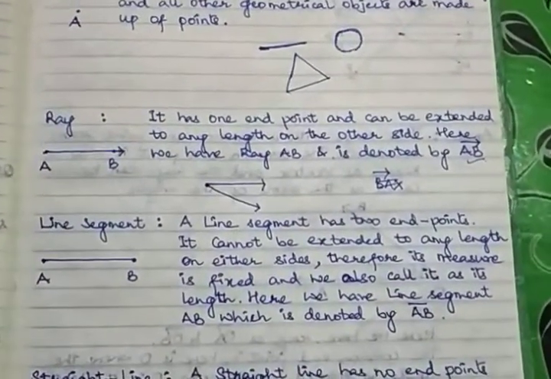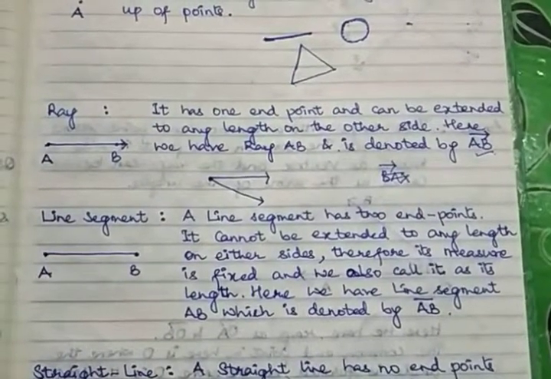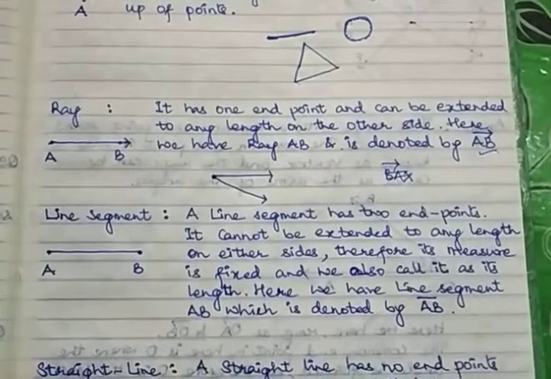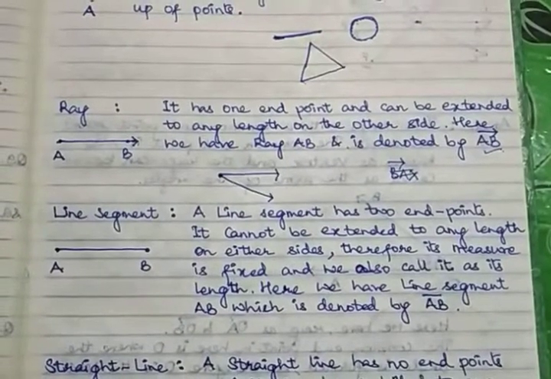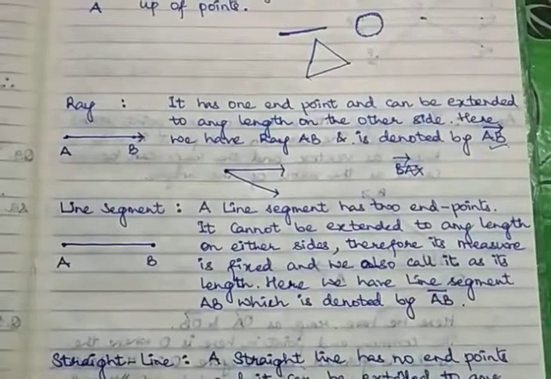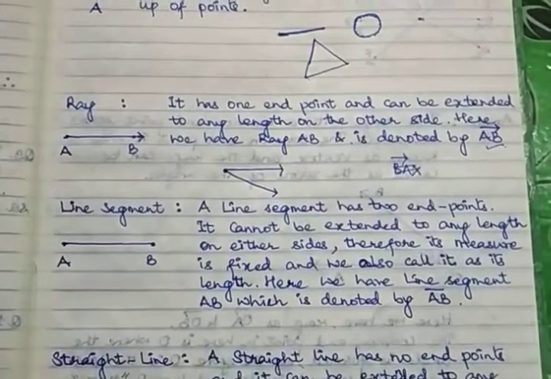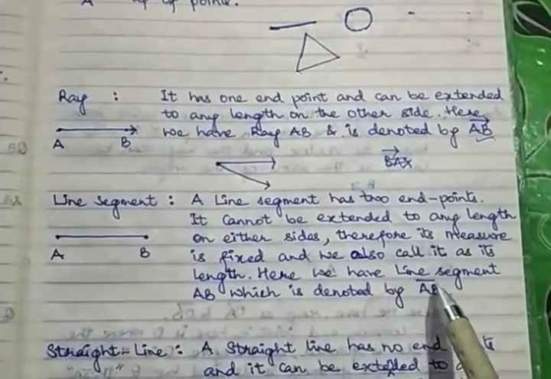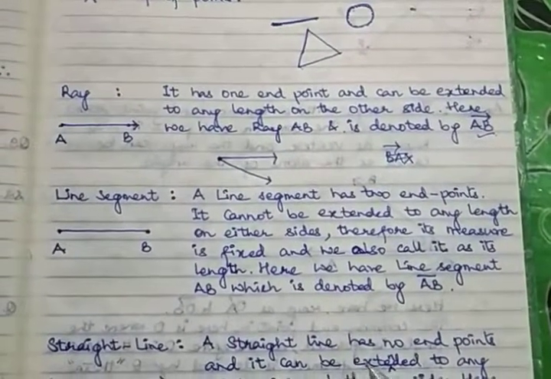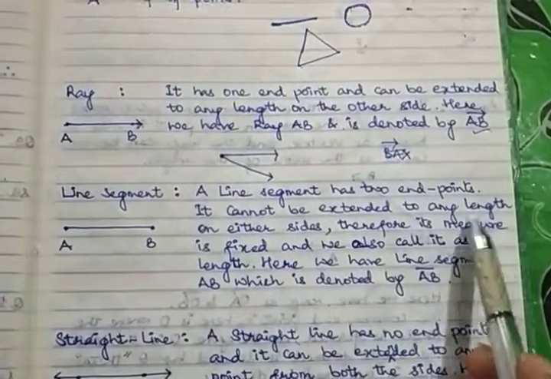Now the next topic we have here is a line segment. A line segment has two endpoints. It cannot be extended to any length on the other sides, therefore its measure is fixed, and we also call it its length. Here we have line segment AB, denoted by AB with a simple line above it. It has two endpoints and cannot be extended to any length on the other side.